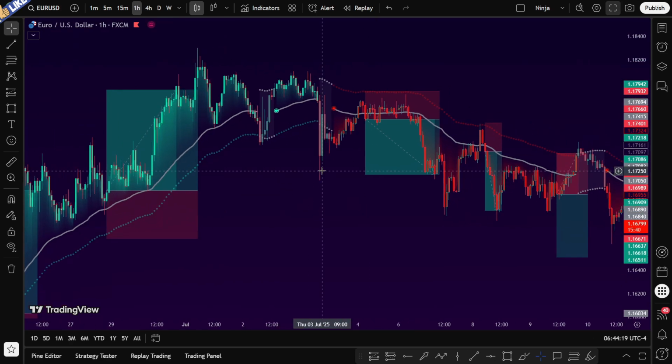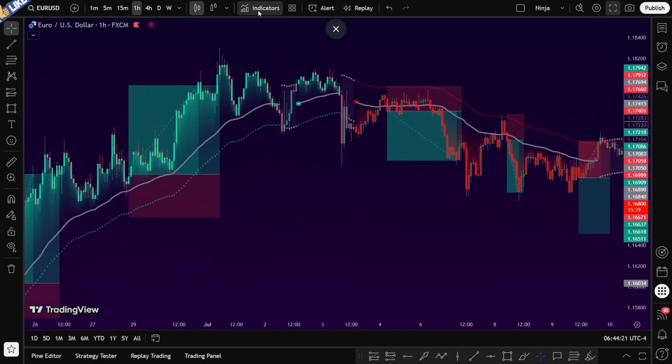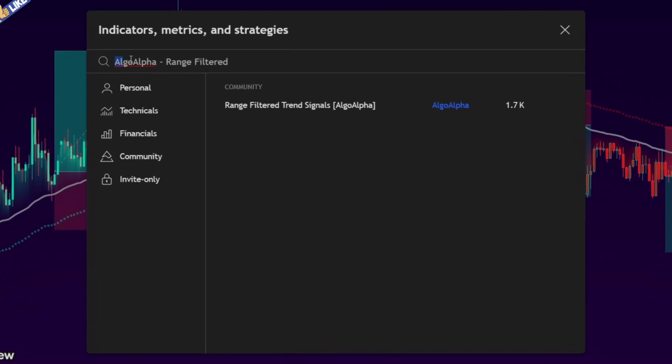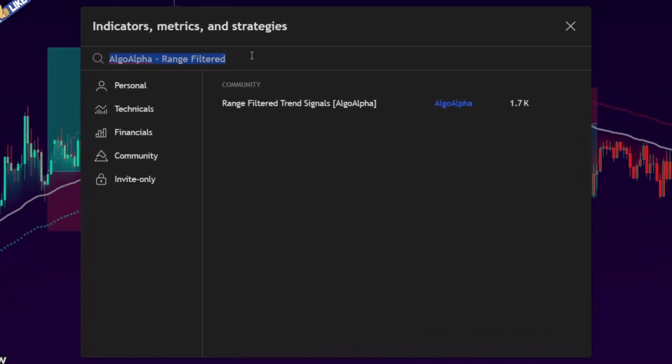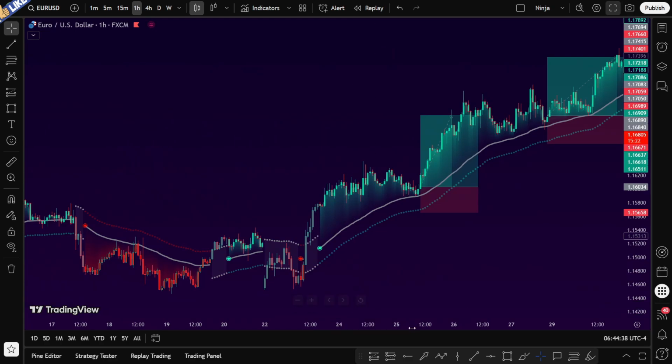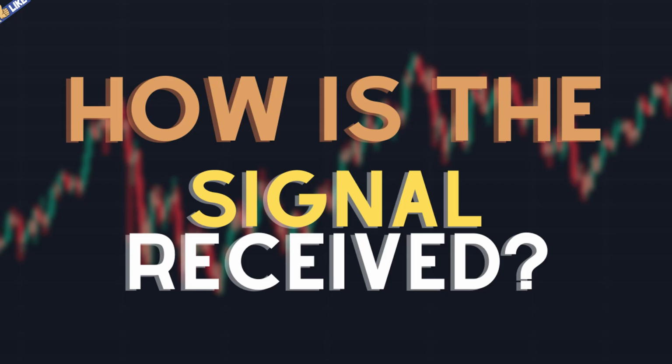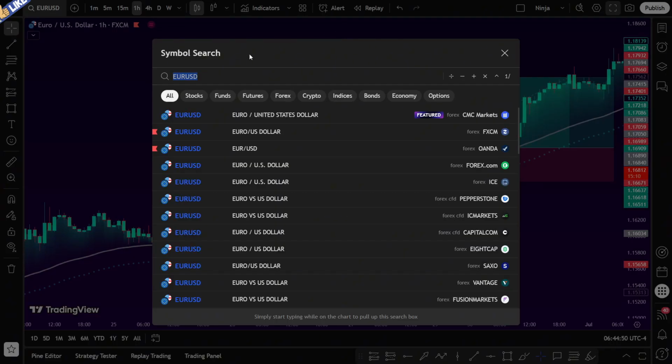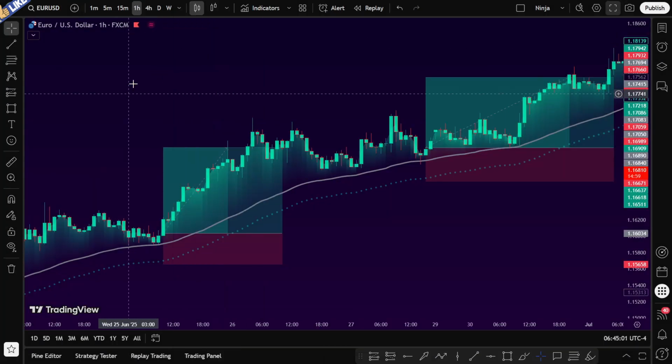So to add this indicator to our chart, we go to the indicators tab and write Algo Alpha Range Filtered indicator. We add this indicator to our chart. So how do we use this system? First of all, we can go to symbol search and use any pair or coins for that strategy, any time frame. I prefer the 1 hour time frame.